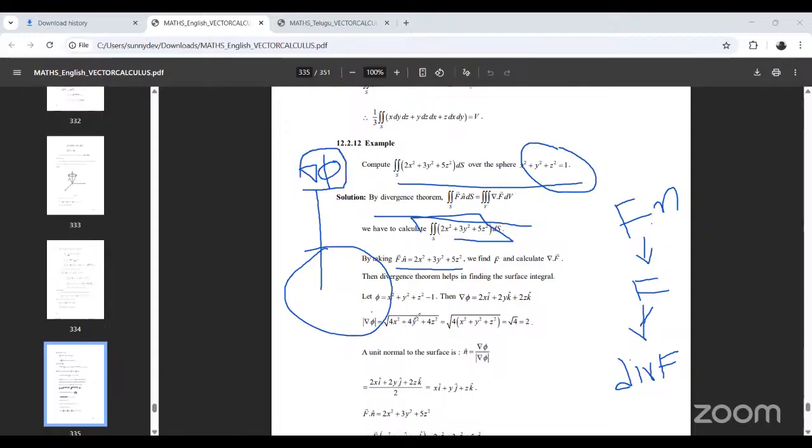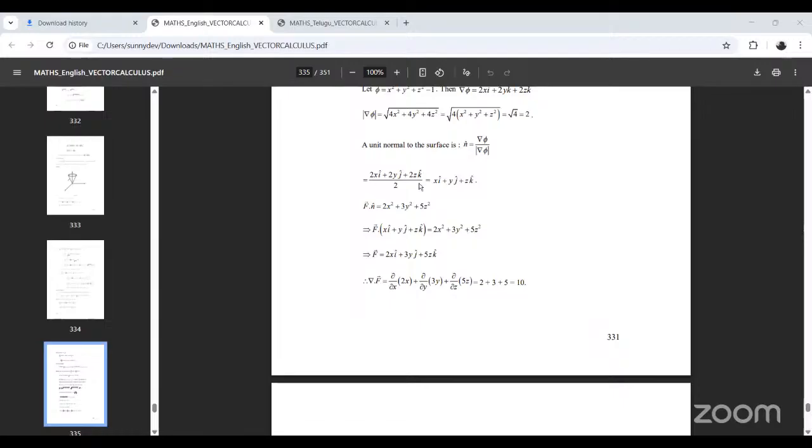How can we find grad phi? From previous studies, we know it is i into ∂/∂x plus j into ∂/∂y plus k into ∂/∂z. So grad phi is the square root of 4x² plus 4y² plus 4z². Taking 4 common, x² plus y² plus z² is 1, so we are getting 2. So the unit normal to the surface is grad phi by the norm of grad phi.